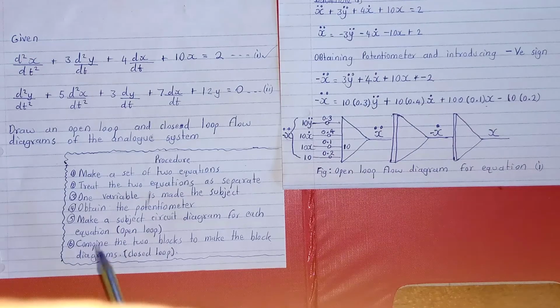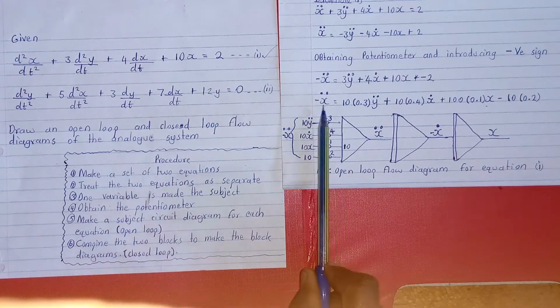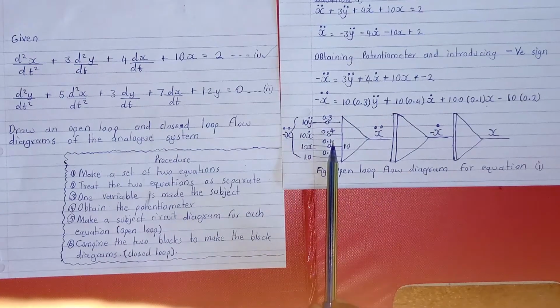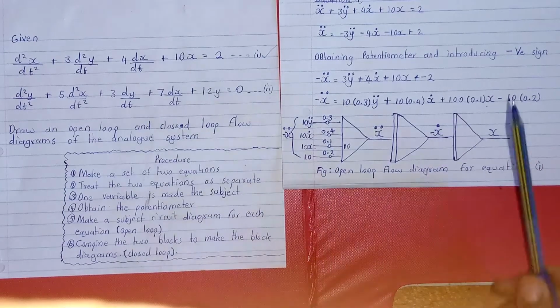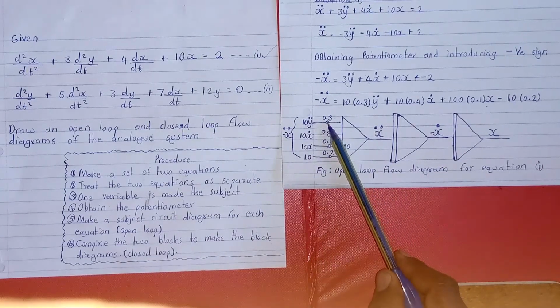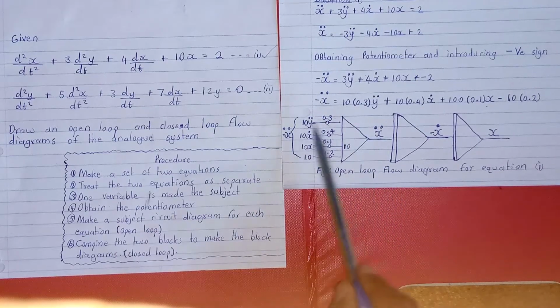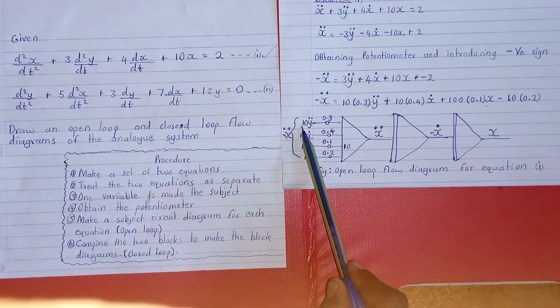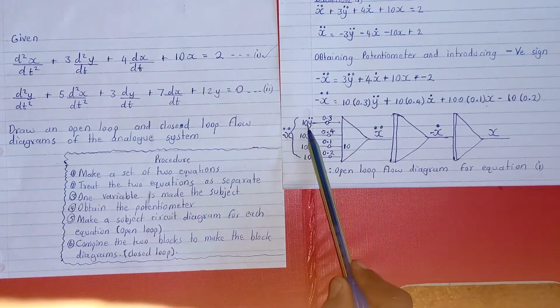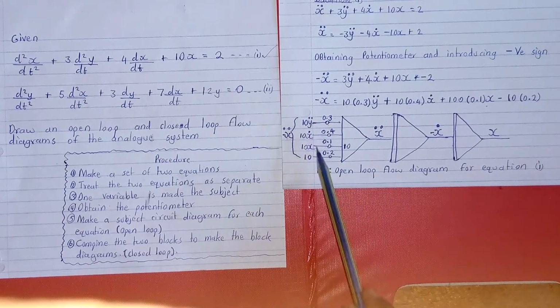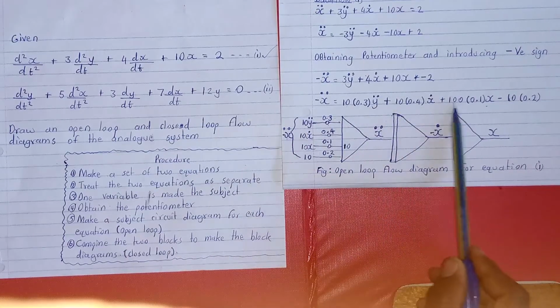Now our fifth procedure is saying, after obtaining the potentiometer, we're going to make a circuit diagram for each of the equations here. So for this equation, we'll come up with this circuit diagram, whereby we feed the gains on top of the bubbles, and these factors we feed here. Now this is 10y, we feed it here. At the end of the branch, all these factors are fed here.